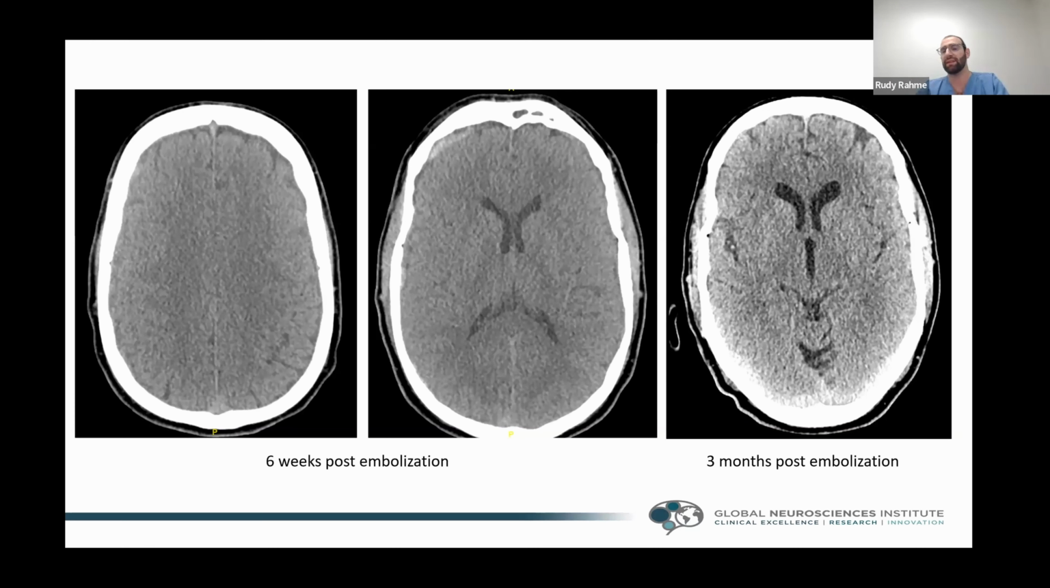Now, I showed you these cases. Obviously, there are certain cases where either you can't access the middle meningeal artery, or like I showed you earlier, the one that has a fistula. So there are still certain cases where we can't necessarily embolize, but the vast majority of cases are successful. We have very good results and very low recurrence. Again, in a disease that is going to be the number one neurosurgical disease by 2030, this is, I think, a very promising, very helpful new technique.